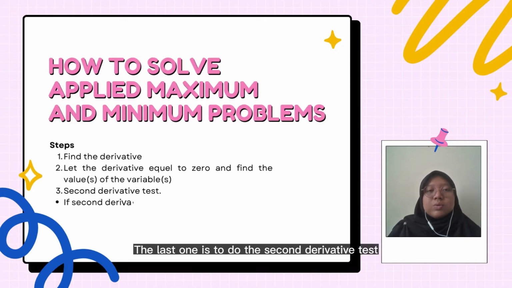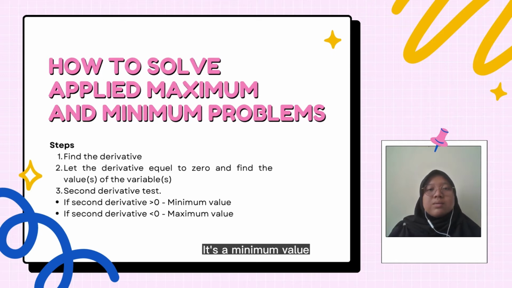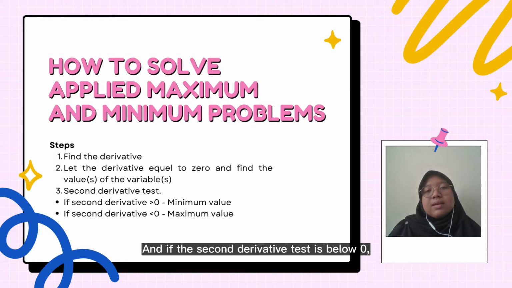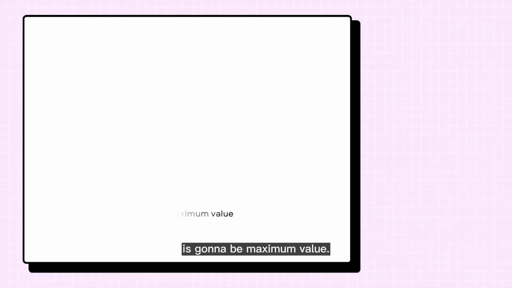The last step is to do the second derivative test. If the second derivative test is above 0, it's a minimum value. And if the second derivative test is below 0, it's going to be a maximum value.